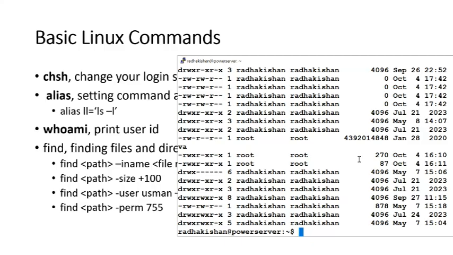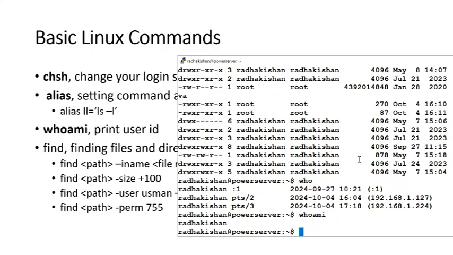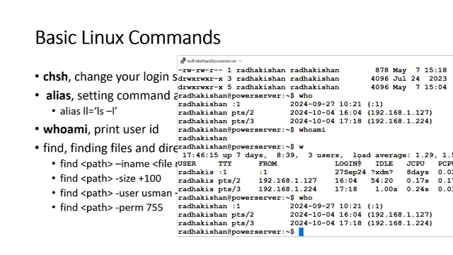So whoami means who is the current user of the system. When we type who, okay, it says three users are logged in on the system. And whoami says who you are, the current user firing the command, and it shows your username. So who, w, and whoami are similar commands. whoami prints the user ID or username.